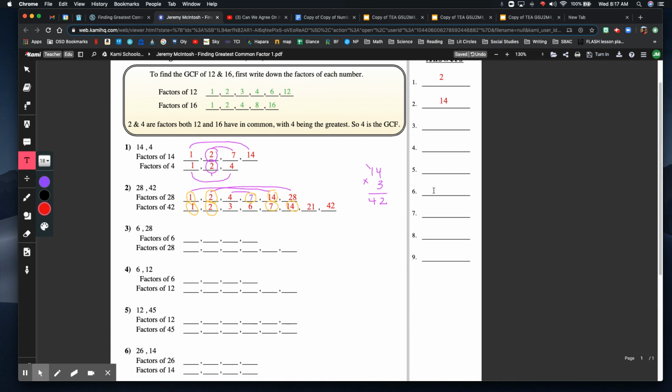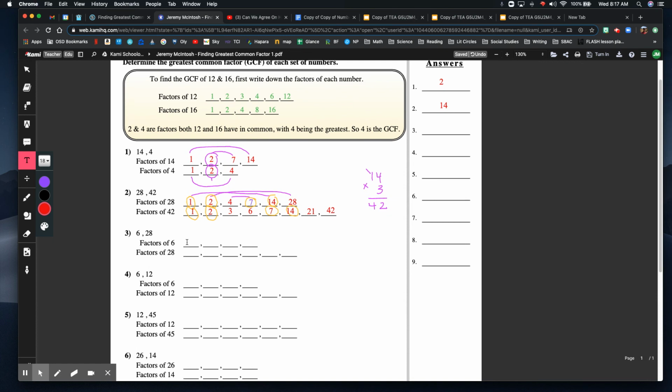Okay. All right, so that's what you're going to do. You're going to find the factors for each of these numbers and then figure out which is the greatest common one, which is the biggest one that they both show up with.